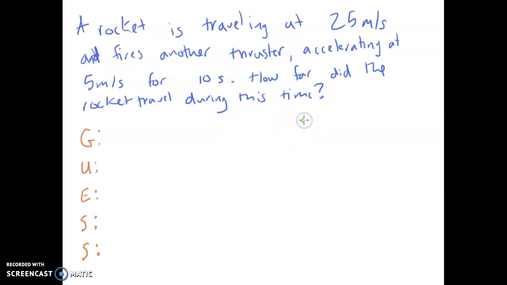When I say draw a picture, you don't have to draw a rocket, right? We can just indicate this rocket as a little dot, and we know this rocket is traveling along at 25 meters per second, and we know it's going to fire a thruster, and it's going to accelerate at 5 meters per second. And it's doing that for 10 seconds.